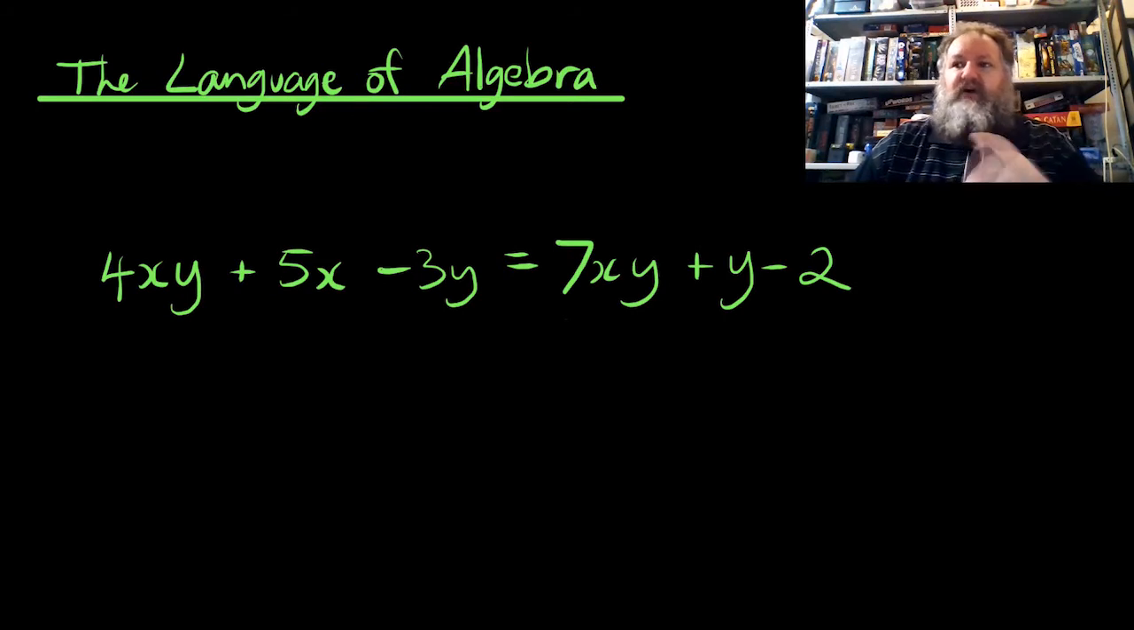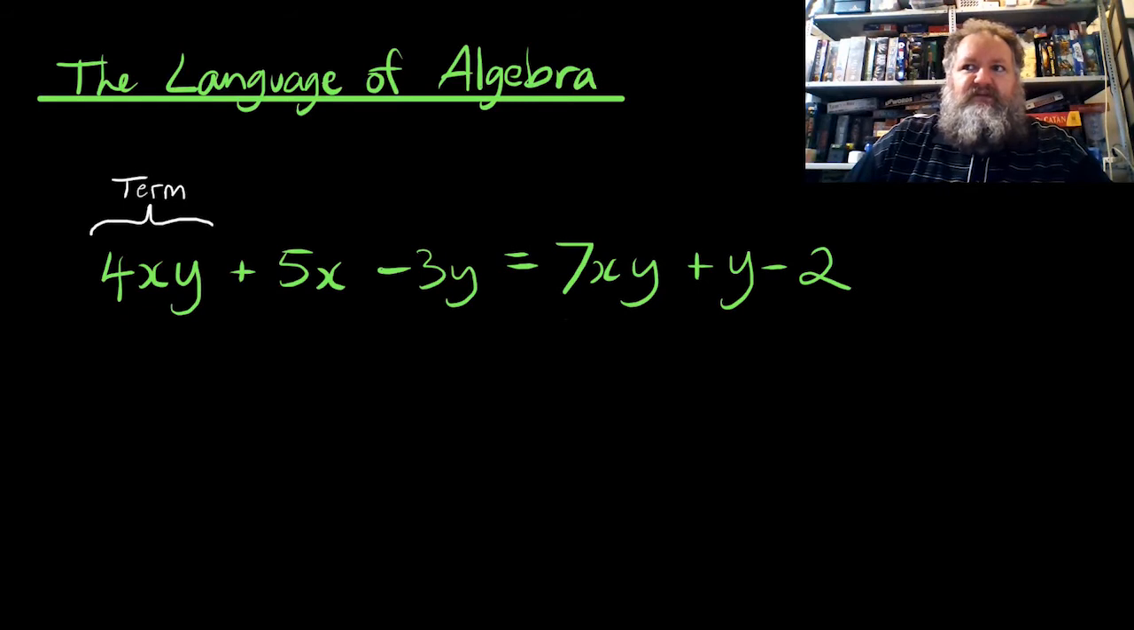You can see that we've got our normal operators. We've got an addition sign and a subtraction sign. We've actually got multiplication in there as well, but you don't see those really. So what are these bits where you've got numbers and letters? Well, they're referred to as a term. So each of these little distinct bits, these terms, can be made up of numbers and letters.